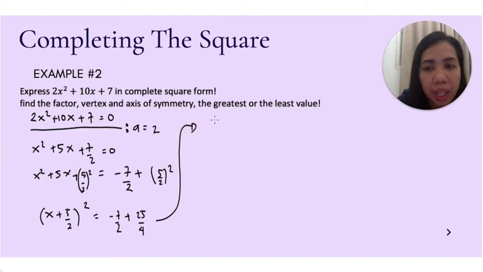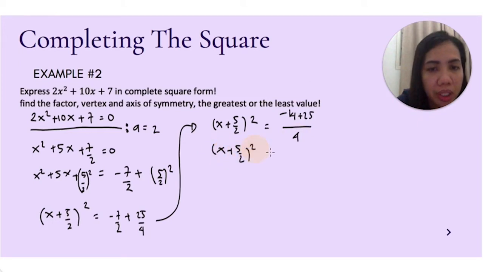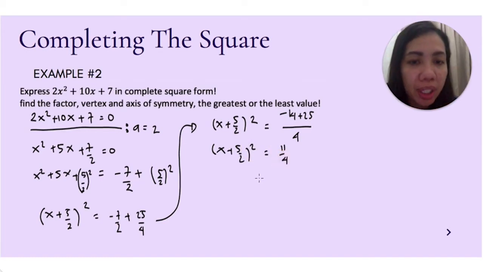Okay, here we have x plus 5 on 2 squared equals to, okay, now here we just need to multiply this by 2 and multiply this by 2 so that we can have the denominator equal to 4. So minus 14 plus 25, and then the denominator is 4. Here we have x plus 5 on 2 squared equals 11 on 4. Okay, this is actually the perfect squared expression.